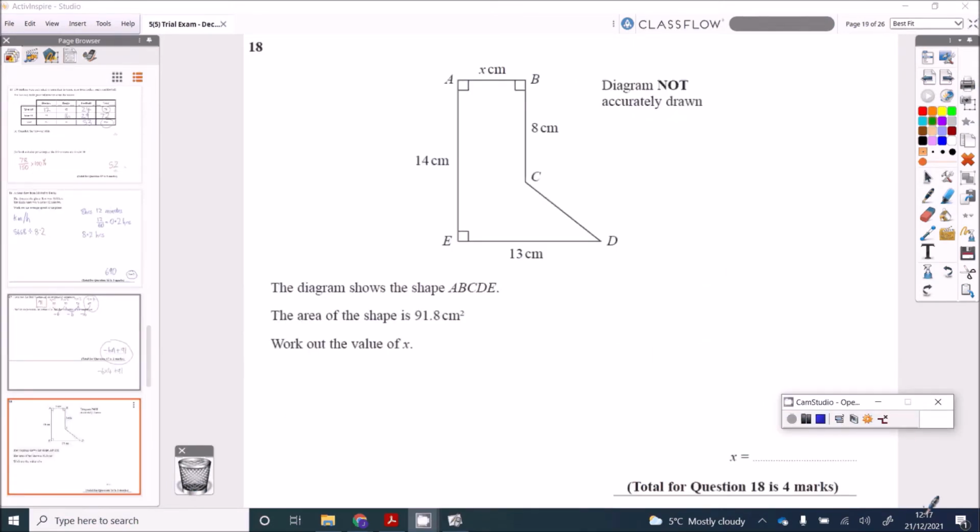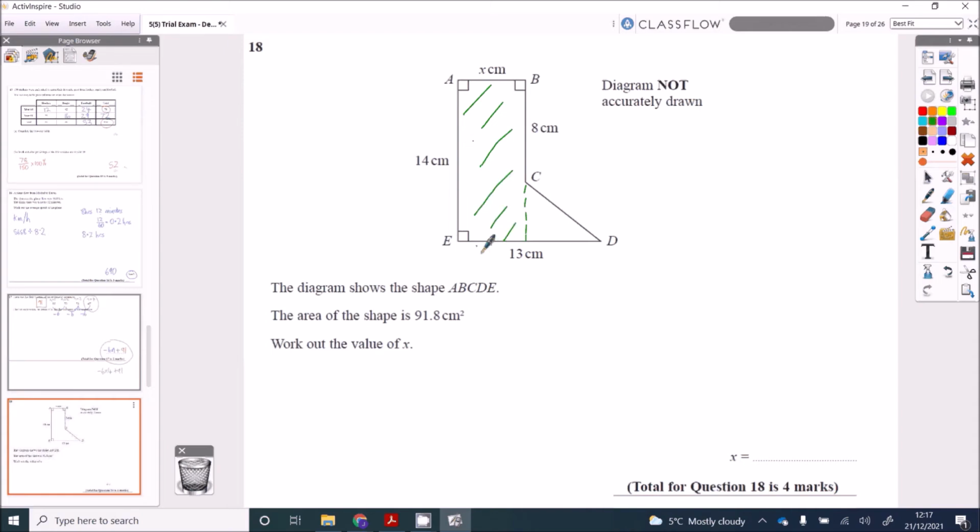Question 18. Now, I thought this was a really tricky question for a foundation paper. So whenever you've got a compound shape like this, something that's a bit odd, just break it down into rectangles and triangles and what have you. So I'm just going to go down and do a dotted line down here. Okay. Now, what is the area of this rectangle here?